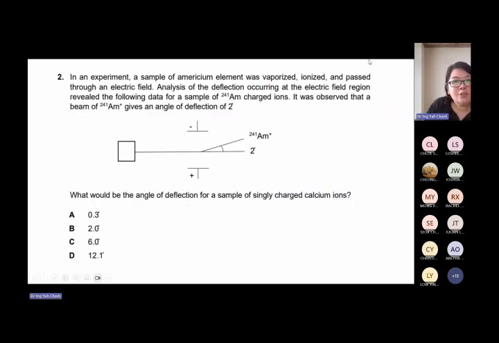Okay. Now, question 2, you have this diagram showing you how a sample of this americium element was vaporized, ionized, passed through an electric field. Then they give you the angle. So analysis of the deflection occurring at the electric field region revealed the following data for a sample of americium-241. Now, it was observed that a beam of the cation gives an angle of deflection of 2 degrees.